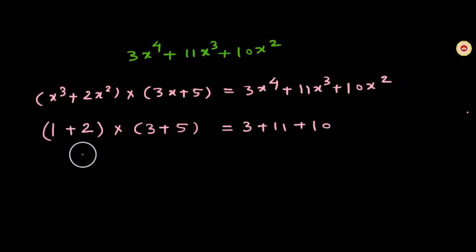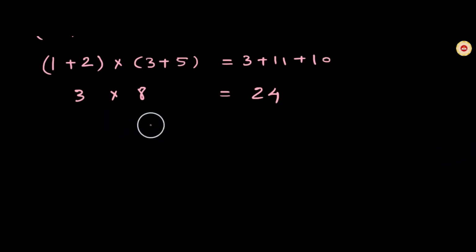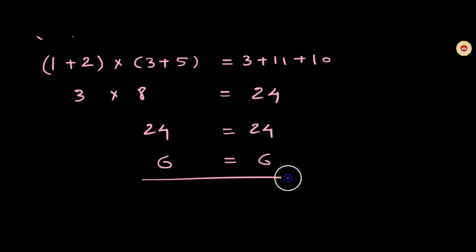Okay, so 1 plus 2, 3, multiplied by 3 plus 5, 8. 3 plus 11, how much? 3 plus 11, 14. 14 plus 10, 24. Okay, see, 8 3s are 24, 24. 2 plus 4, 6. 2 plus 4, 6. Verified. Bijanka of left hand side and Bijanka of right hand side is equal. So we are correct. Okay.